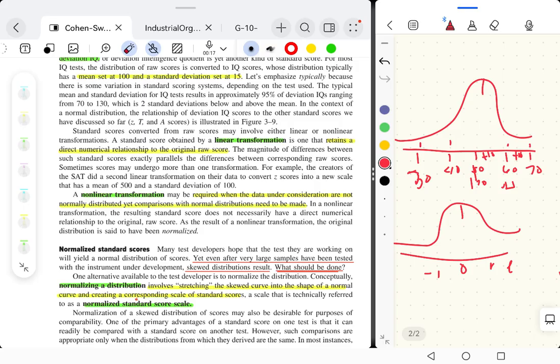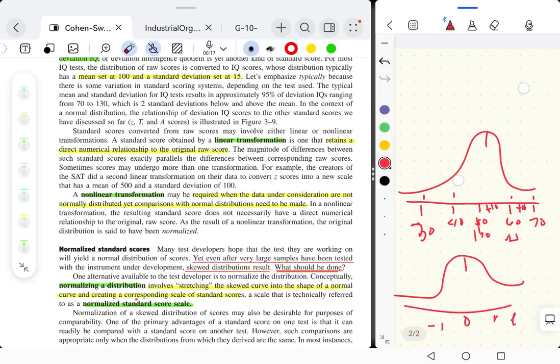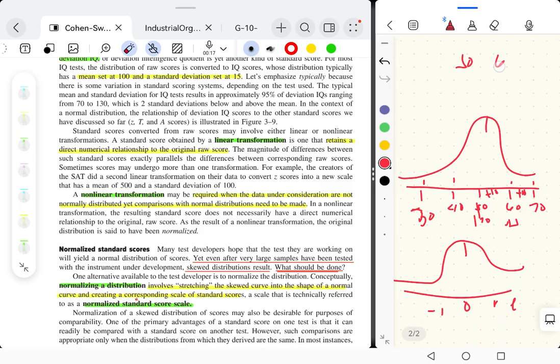Why? Because it isn't discontinuous. For example, let's say 50 and 60, then 100 and 115. So they're basically on the same page, right? The opposite is true for non-linear transformation, which is required when the data under consideration are not normally distributed, yet comparisons with normal distributions need to be made.